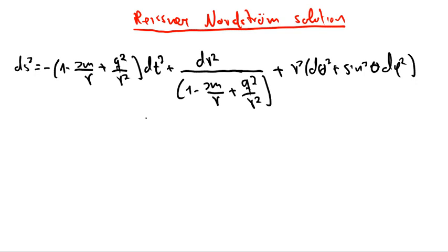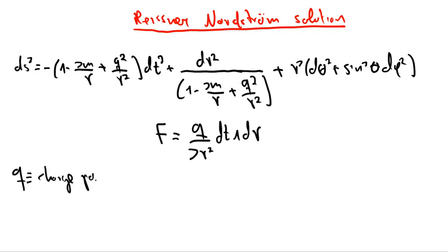I'm just going to write also the expression of the electromagnetic two-form, and Q is the charge parameter. Well, one has to distinguish different cases according to the roots of this expression.